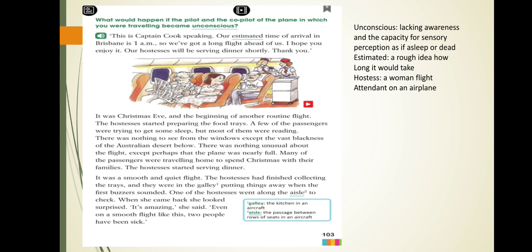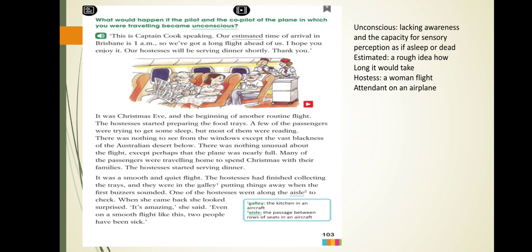So what was the main thing? Because it was Christmas Eve, a Christmas occasion, everybody was going home to celebrate Christmas. And that flight was nearly full. So many families were going to celebrate Christmas at home. It was a smooth and quiet flight.